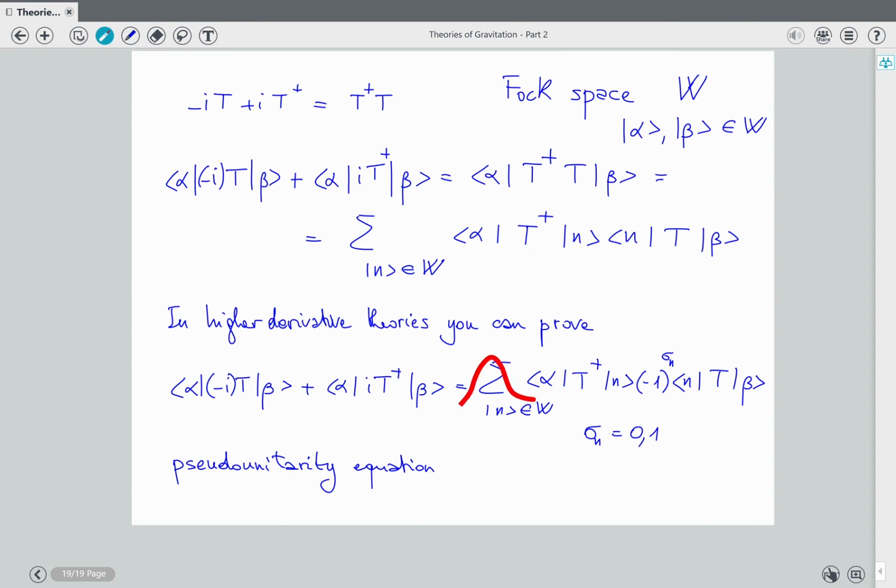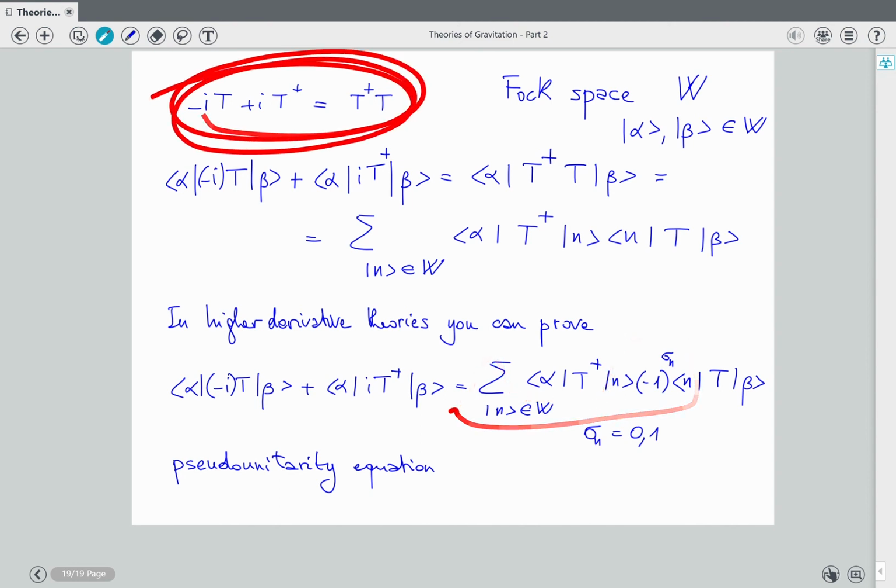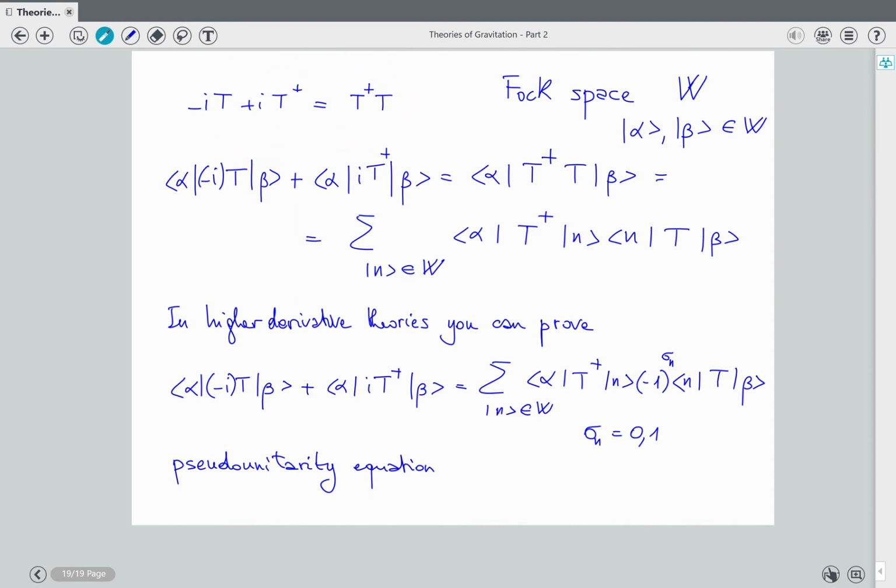Which means that this sum is not a completeness relation. You cannot say it's equal to 1 and drop it, and so you cannot derive the optical theorem, and therefore the unitarity equation. And this is because of this minus sign. Again, you can restrict the set of initial and final states alpha and beta to whatever you want, but you cannot restrict what's in between, and so that's not a completeness relation, and so you cannot go from there to the optical theorem and the unitarity equation.